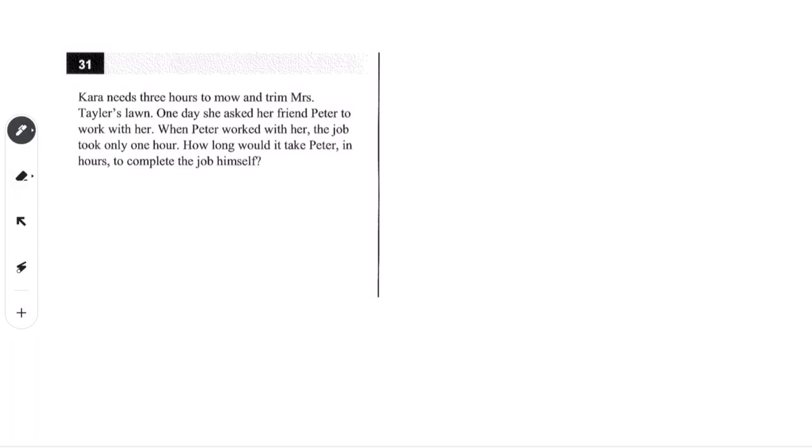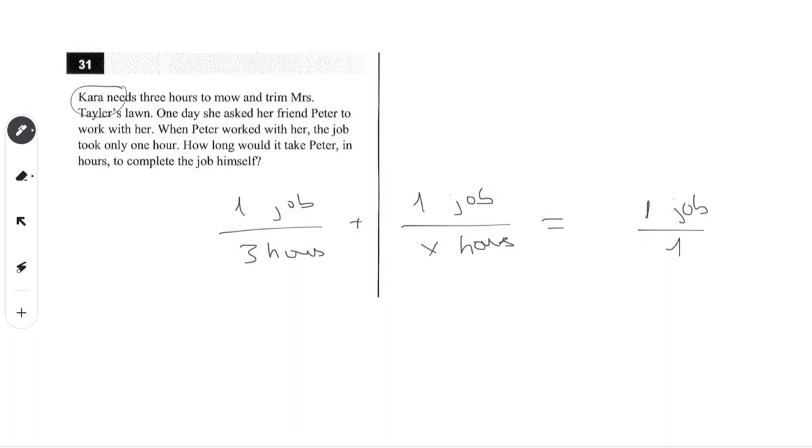Okay, the best way to approach this problem is to think of this in terms of a rate. What I mean by that is we're going to write for Kara, she does one job in 3 hours. And so I think of this division term as a word per. So this is basically saying one job per 3 hours. Okay, and we know that she's doing this with Peter, so does one job. And Peter, who does one job in an unknown amount of hours. And this is equal to one job done in 1 hour.